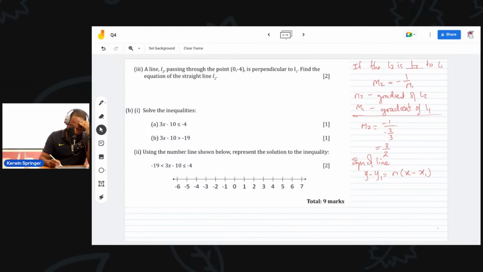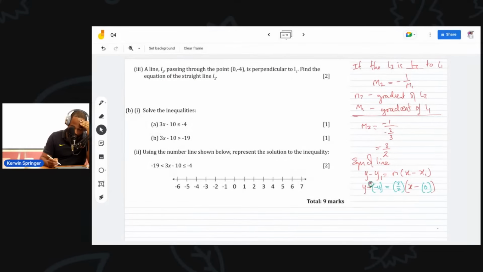So the points that I'm going to substitute are negative 4. Where do I get a negative 4 from, class? I'm going to substitute the new gradient I just found, 3 over 2. And I'm also substituting 0. Where do you think I get a 0 from, class? I'll put back x here and I'll put back y there. Well, I got these points to substitute from here, right? So I substitute the points, and obviously I got the gradient from this.